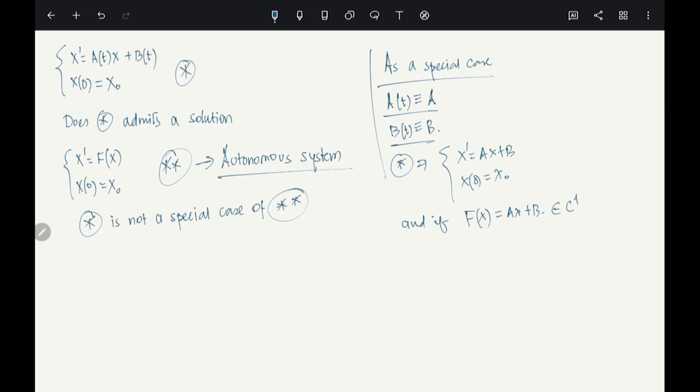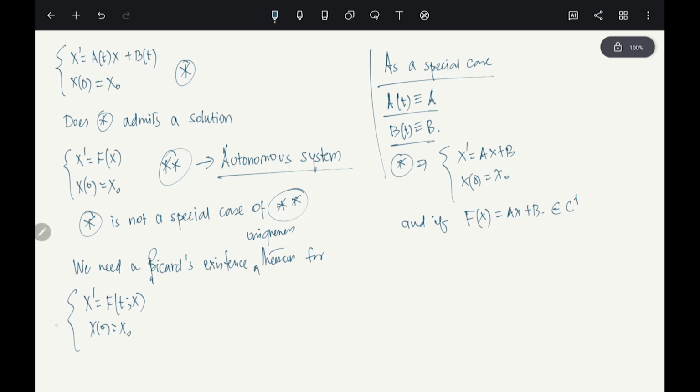But if it is dependent on t, then we need a Picard's existence uniqueness theorem for this sort of system: x prime equals f of t comma x, x(0) equals x0. Let's call this system hash.